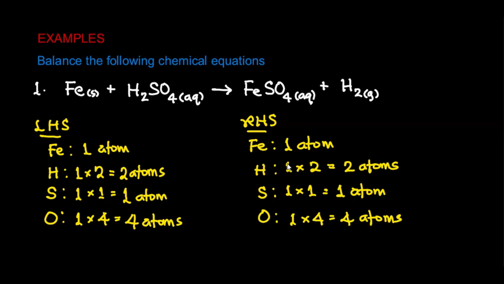So at the end of the day, all the atoms of the elements are balanced. Iron is balanced, hydrogen is balanced, sulfur is balanced, oxygen is balanced. So there's no need to balance anything again. The equation is already self-balanced. That's why we're always told to count all atoms of the elements in the equation to see if they are balanced before we start doing anything. So this is balanced. We move to the next example.